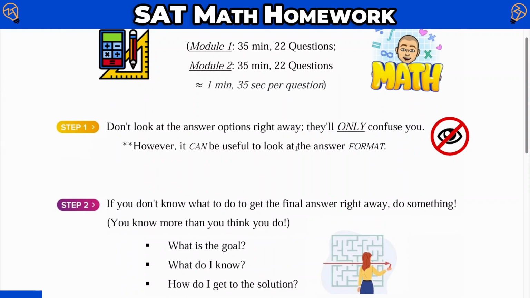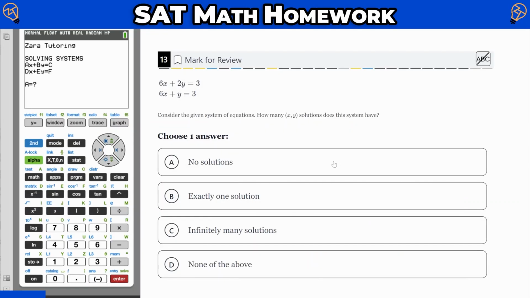However, it can be useful to look at the answer format. And when we look at the answer format, we can see that a couple of the options are actually infinitely many solutions, no solutions, which we call the special cases. And they're not actually asking for the solution. They just want to know the number of solutions. Now, something that's good to know, with a system of equations, you can only either have no solution, one solution, or infinitely many. So you're really never going to have option D here.